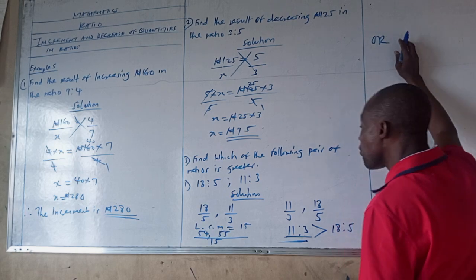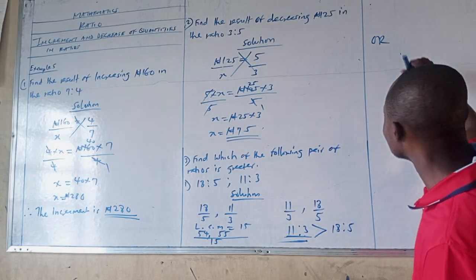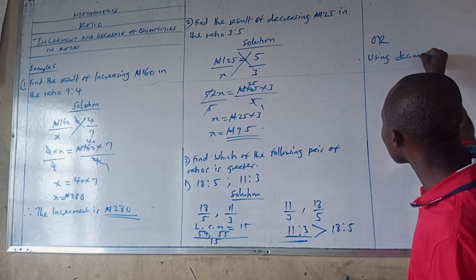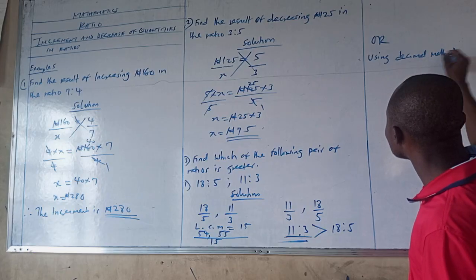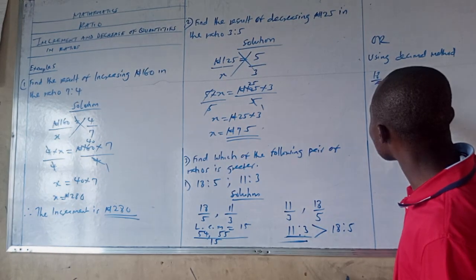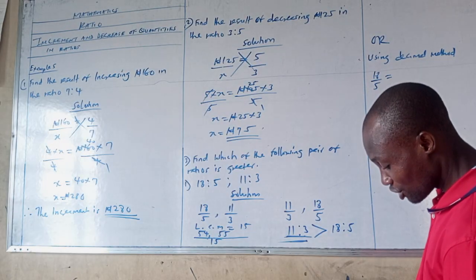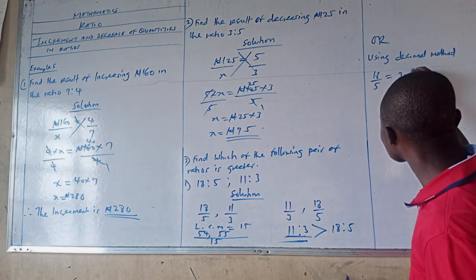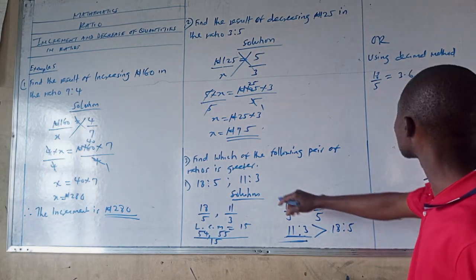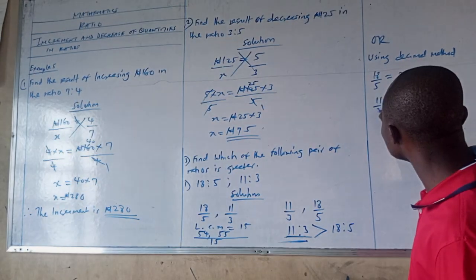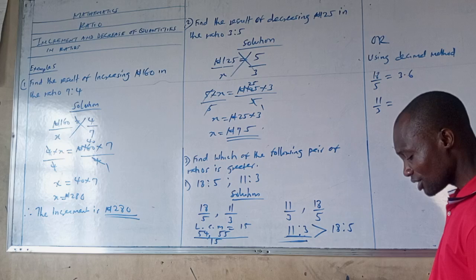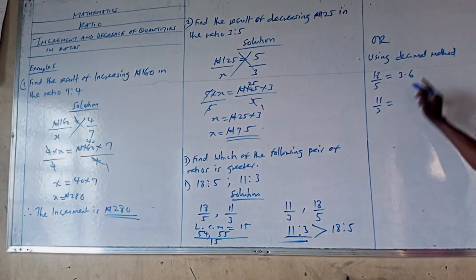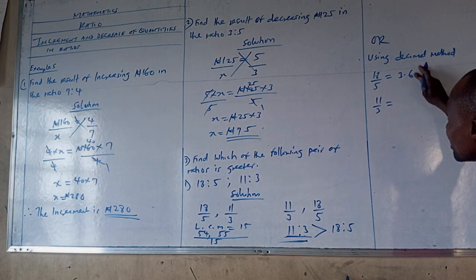Still, you can go with the decimal method. Using the decimal method, 18 over 5: 18 divided by 5 gives us 3.6. Then the second one is 11 over 3 in decimal. If this one is taken to 2 decimal places, then a 0 will be here, that is 3.60.